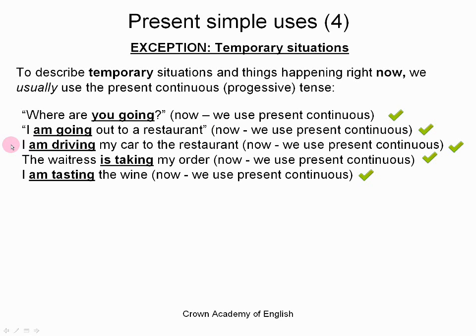And then they would say, I am driving my car to the restaurant. And again, this is happening now, so this is why we use the present continuous. The waitress is taking my order. And again, this is now, we use the present continuous. I am tasting the wine. So again, this is happening now, so we use the present continuous.